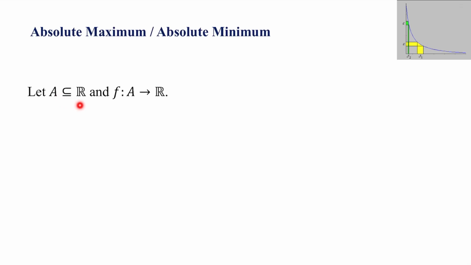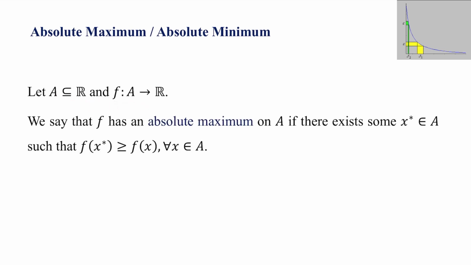Let A be a subset of R and f a function from A to R. We say that f has an absolute maximum on A if there exists some element x star in A, in the domain of f, such that f of x star is greater than or equal to f of x for every x element of A. So there exists some point in the domain of f at which the function attains its maximum. Then we say that the function has an absolute maximum.